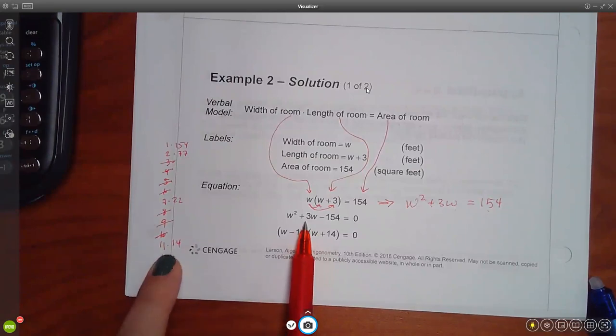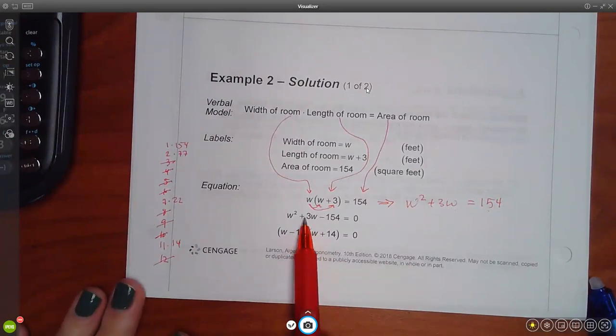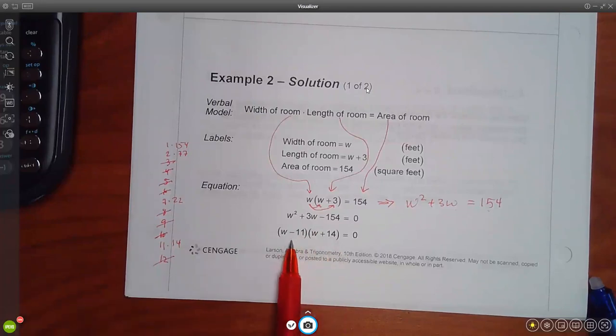The 11 and the 14, right? But then which one would have to be negative? Since this is a positive, that would mean the bigger one would have to be positive, right? When I put them together, I have to take the sign of the bigger guy, right? So this being positive means that my 14 would have to be positive, therefore my negative would have to be on the 11.